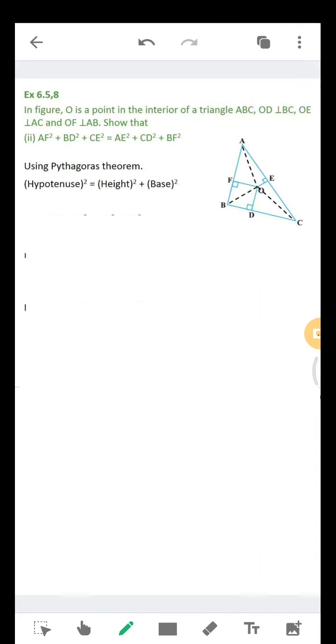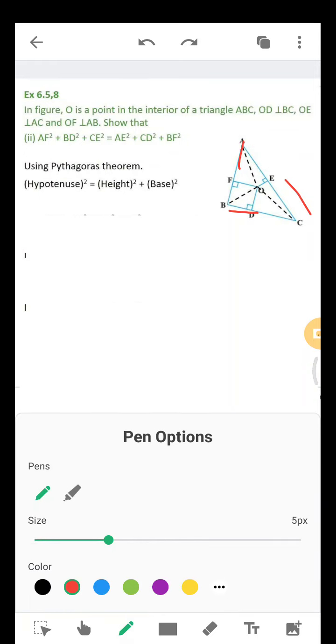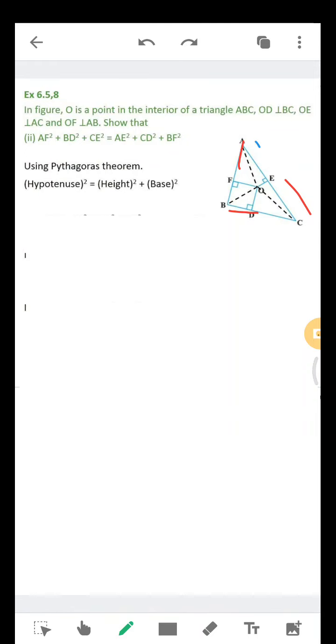Now in this figure, from the same figure we have to prove that AF square plus BD square plus CE square, again you see it's alternate, is equal to AE square plus CD square plus BF square. Let's see how to prove this now.